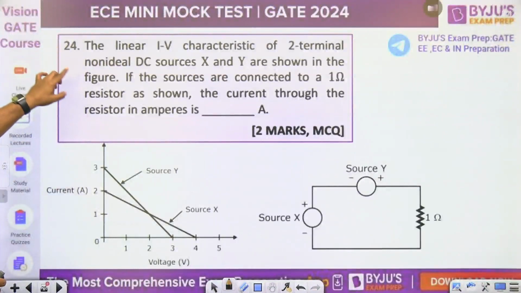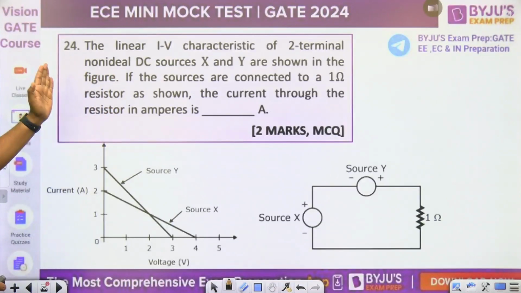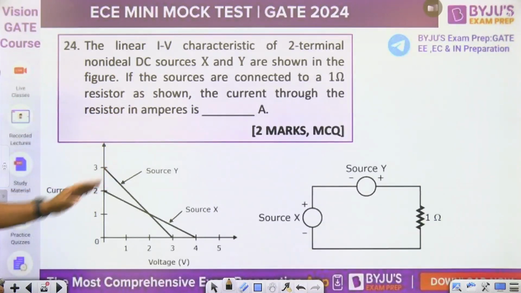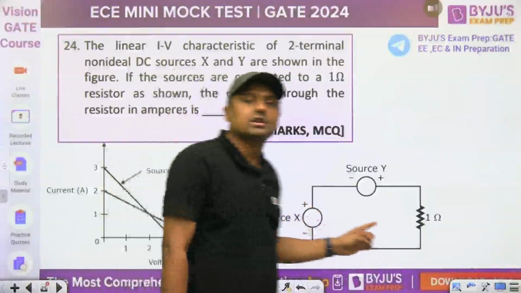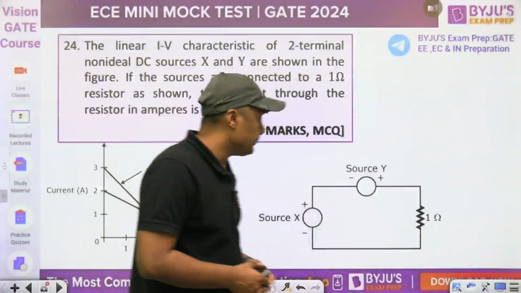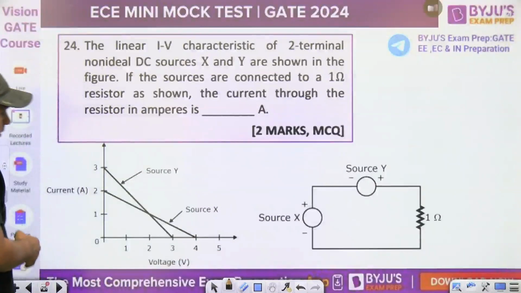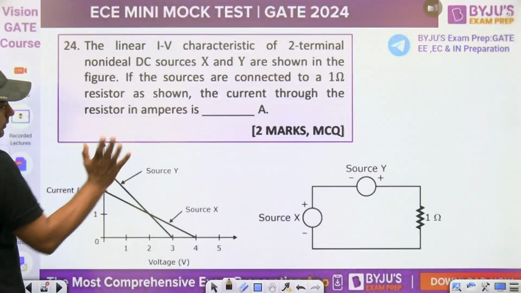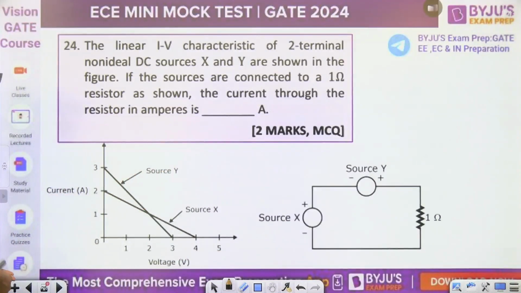Then the linear IV characteristics of the two terminal non-ideal DC sources X and Y are shown in the figure. This is the X and this is Y, connected to a 1 ohm resistor as shown. The current through the resistor in ampere is? You have to find it. Okay. Then these two sources are given. Try to solve this question and what will be the answer? It is a 2-mark question.